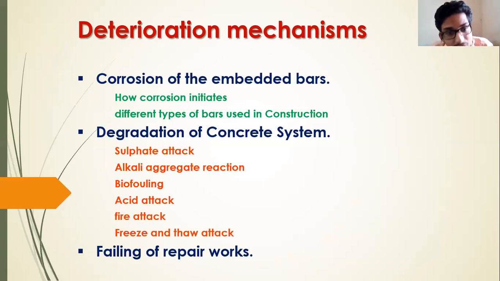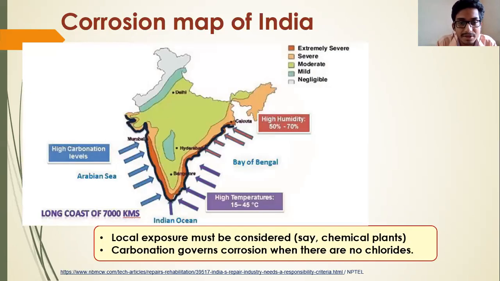And the degradation of the concrete system itself is also one more reason for the concrete structure to deteriorate, and the failing of repair works. So these three prime points I have mentioned here, there are n number of reasons. So these prime points we will discuss. First, corrosion of the embedded bars.